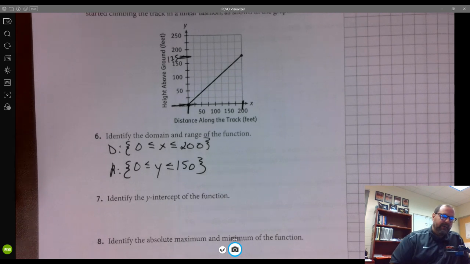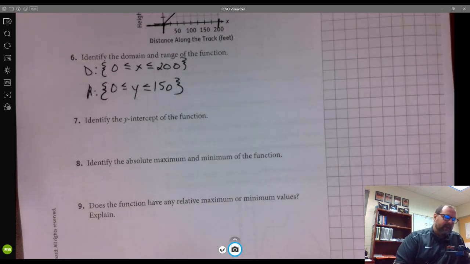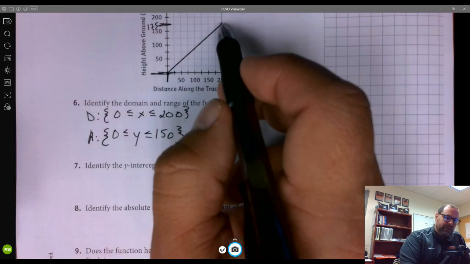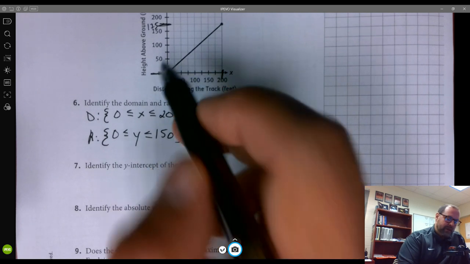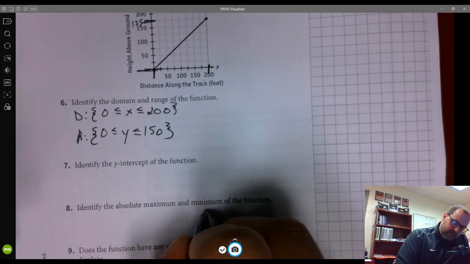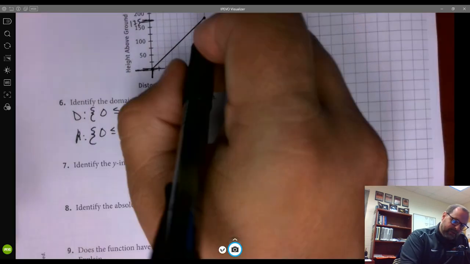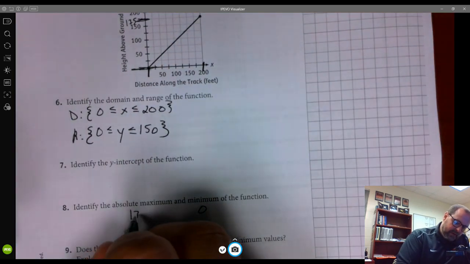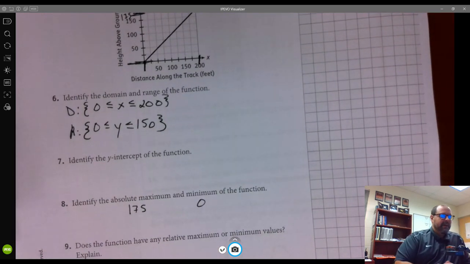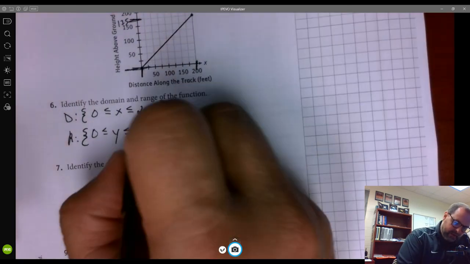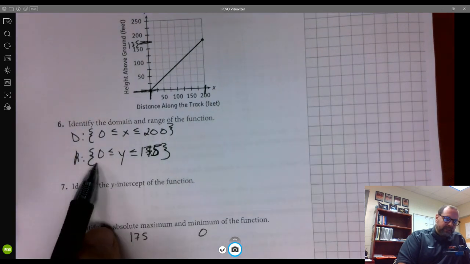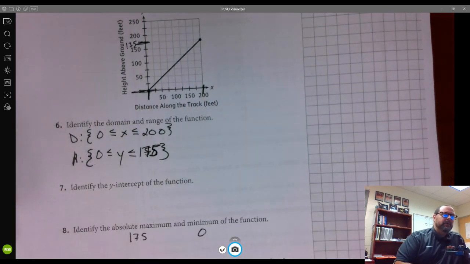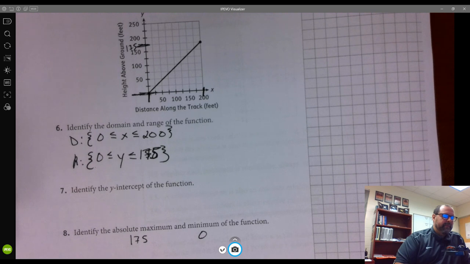Okay, why is that helpful sometimes? I'm going to skip to 8. Identify the absolute max and min. Well, that's usually where your range starts and ends. So my absolute min, let's go there, is 0. Just going to put it under there. My absolute maximum was the high point, 175. Oh, I wrote it wrong here. I put 150, my apologies. It is not a coincidence that this is your min and this is your max. That will always be the case for absolute min and max.